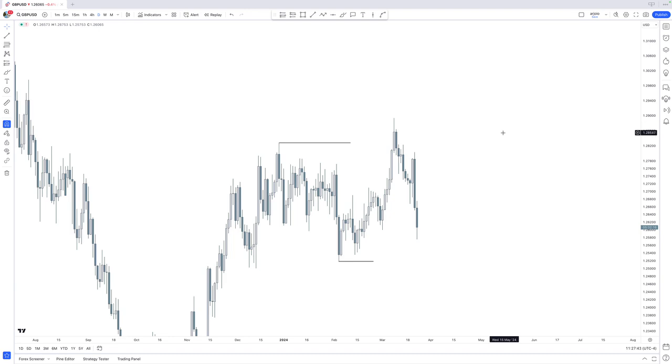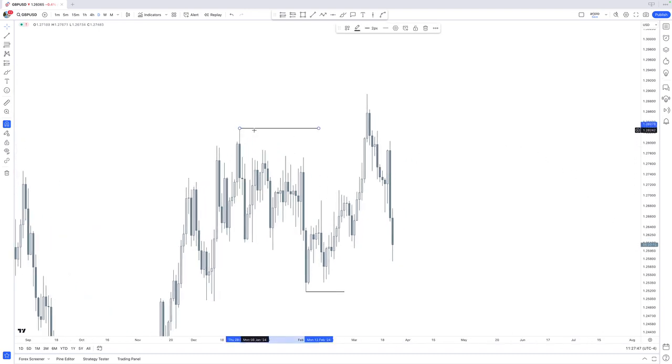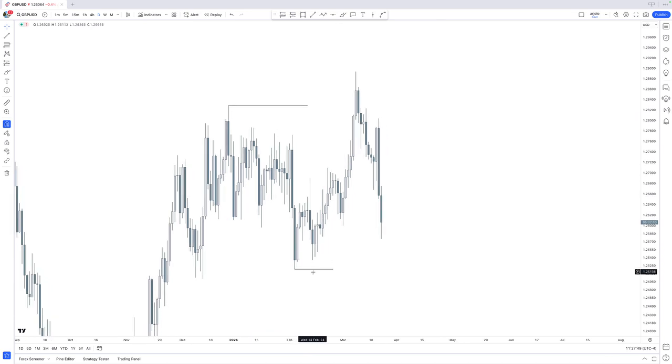Here on GBP US dollar on the daily time frame, we see this high right there. That is an intermediate term high. We see this low right there. That is an intermediate term low. Why is this an intermediate term high? And why is that an intermediate term low?